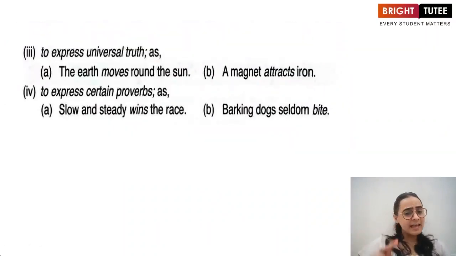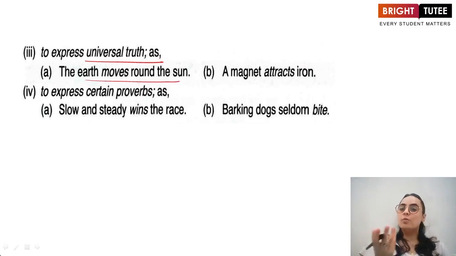Okay. Next, we use the simple present tense to talk about the universal truth, things that cannot be denied. For example, the earth moves round the sun. This is a universal truth, right? A magnet attracts iron, or water boils at 100 degrees. So these are all what? The universal truths.